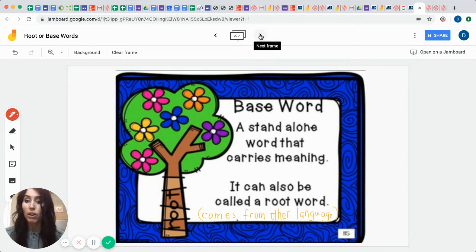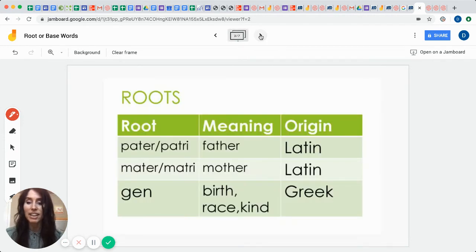Something and make it harder than it really is. But let's go ahead and take a look at what I'm talking about here. So let's look at some true root words. We have pater, or pater is how it's really pronounced.